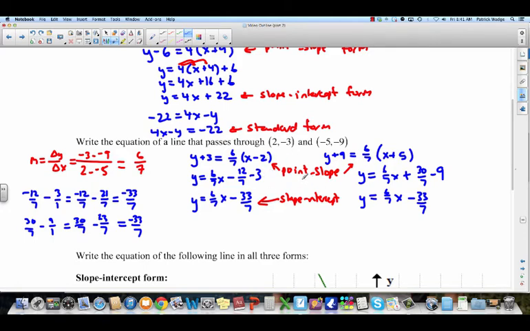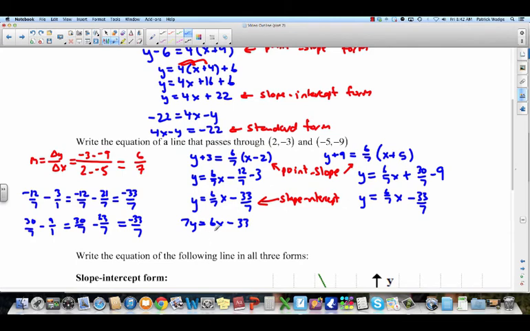Should we switch them into standard? I know you're saying no, but let's do it. So since I have denominators here, I have to multiply by the common denominator. Obviously, the lowest common denominator is 7. So when I multiply y by 7, I get 7y. When I multiply this by 7, the 7's cancel, so I'm left with 6x. When I multiply this by 7, the 7's cancel, I'm left with 33.